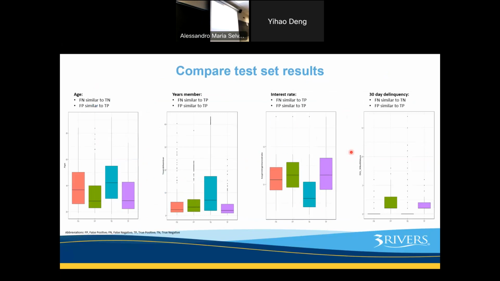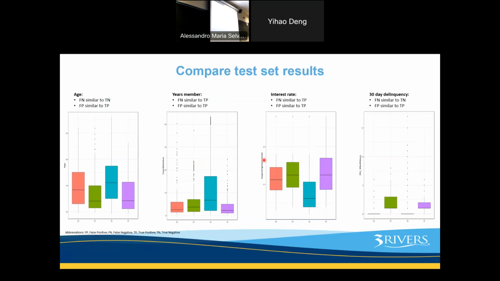For age, we see false negatives and true negatives are similar, and false positives and true positives are similar. How long they've been a member at Three Rivers? The false negatives are more like the true positives and false positives than they are like the true negatives. Same thing for interest rate. False negatives tend to have a higher interest rate. 30-day delinquency, as you'd expect, false negative and true negative are similar, and false positive is similar to true positive.